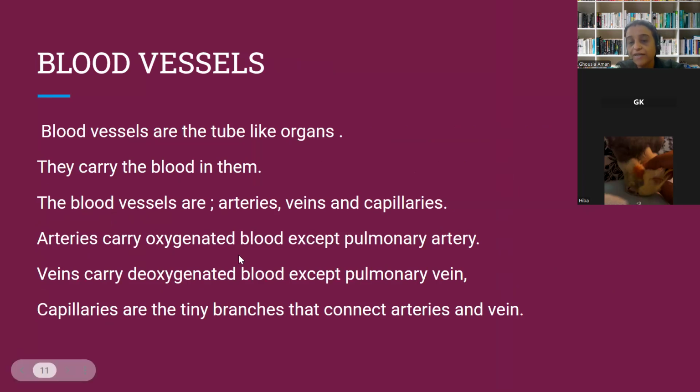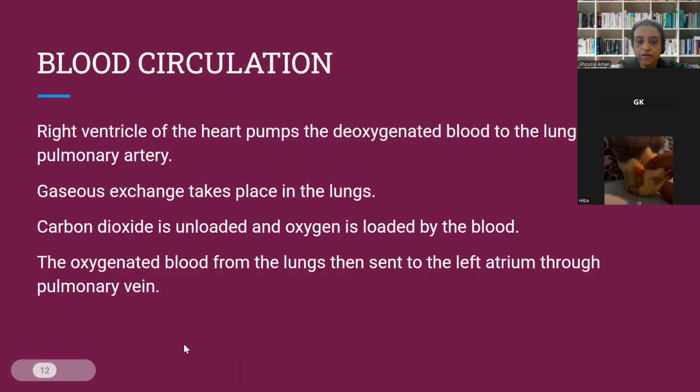Arteries carry oxygenated blood except pulmonary artery. All the rest of the arteries in our body, they carry oxygenated blood except pulmonary artery. Why? Because it is taking deoxygenated blood from the right part of the heart to the lungs. So this is the only exception over here. Veins carry deoxygenated blood except pulmonary vein. Why? Because it is the vein which is bringing the oxygenated blood back to the heart from the lungs. And capillaries are the tiny branches which are connecting arteries and veins.